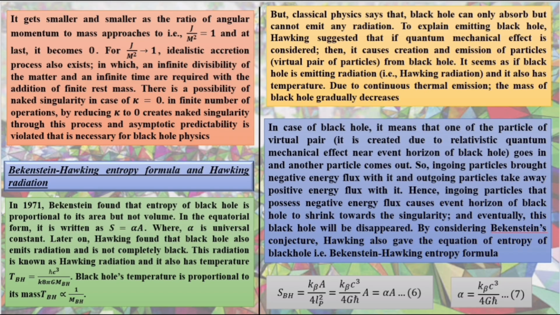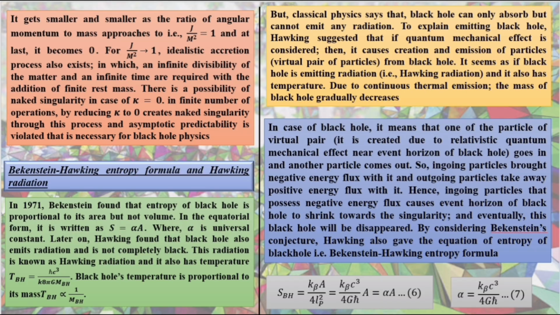There is a possibility of a naked singularity in the case of k equal to 0. An infinite number of operations reducing k to 0 creates a naked singularity. Through this process, asymptotic predictability, which is necessary for black hole physics, is violated. So a naked singularity is the practical solution of gravitational collapse, while various solutions of the Einstein field equations tell that a black hole is always created. Let us see the Bekenstein-Hawking entropy formula and Hawking radiation, which is the cause of information loss in the case of the black hole information paradox.